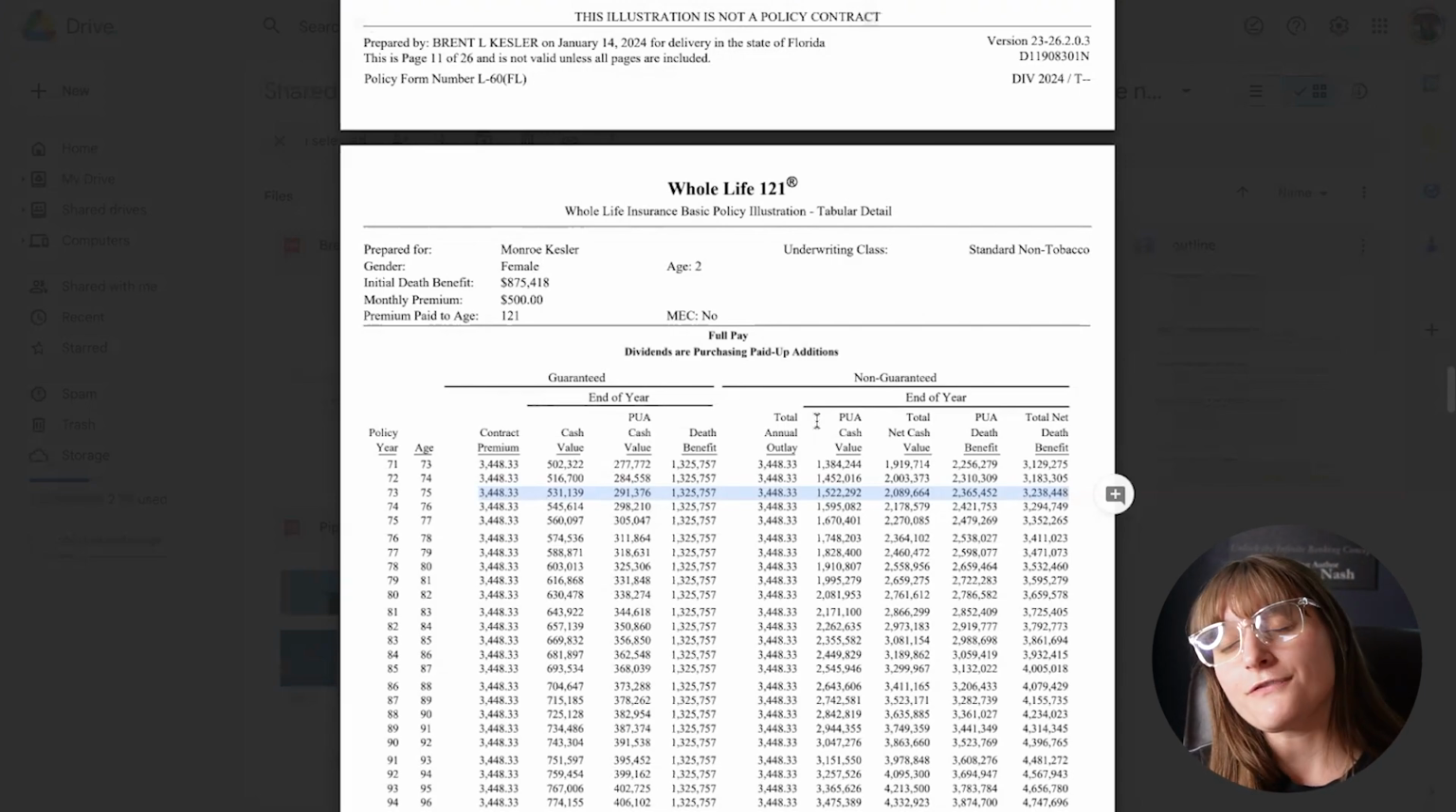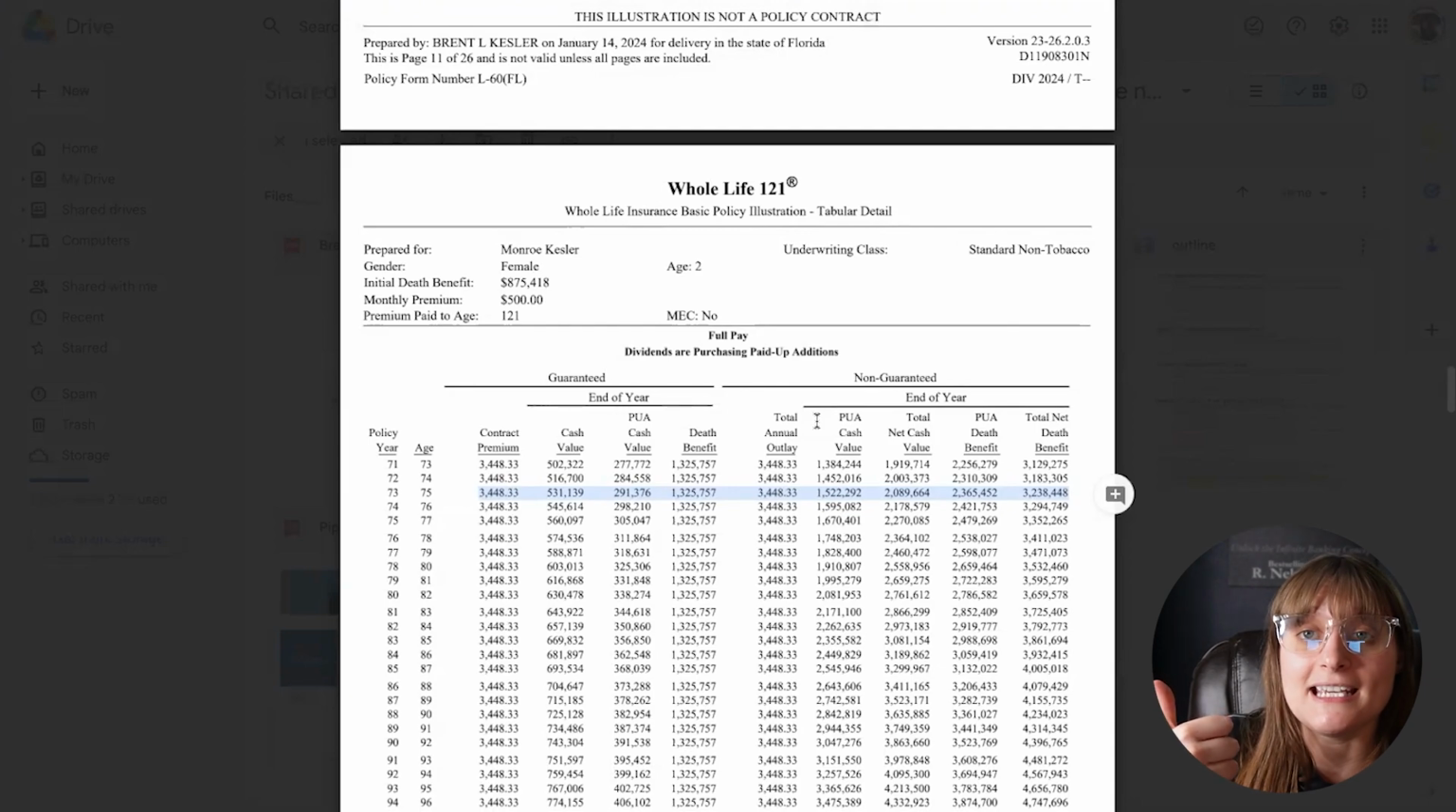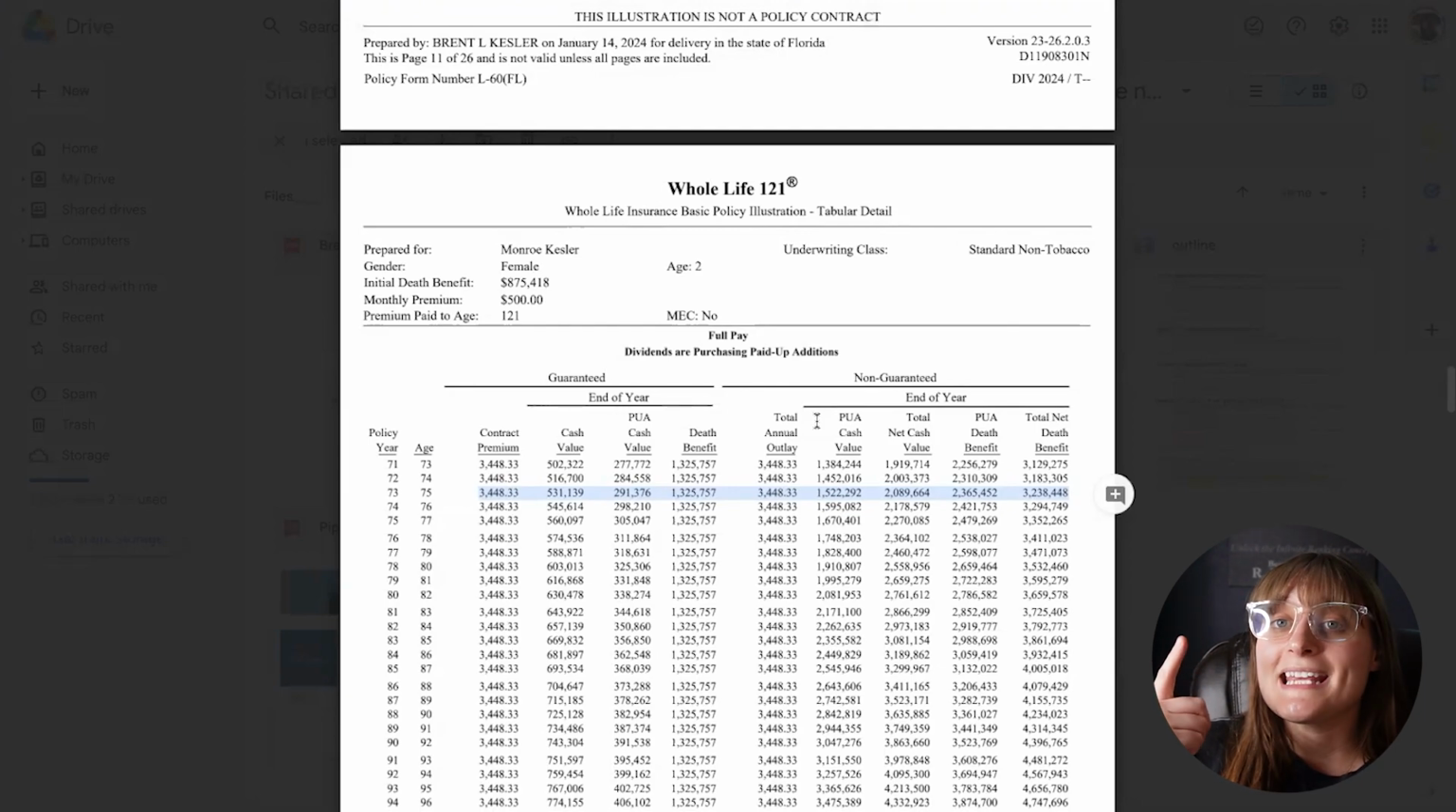So there's a few options. If Monroe really wanted to, she could start using her dividends to pay her premiums. If she did want to keep those ongoing premiums and thus keeping that capitalization happening in the policy, she could use the cash value in that policy to pay for the premiums.